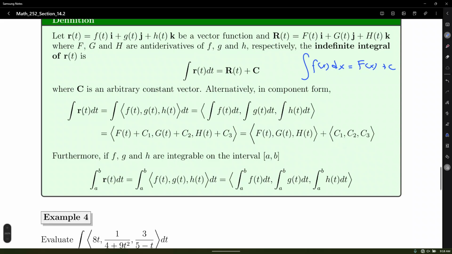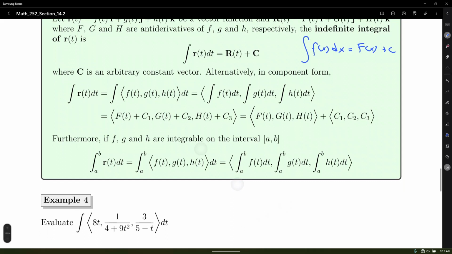So the integral of r of t, that is integrating f, g, h as a vector valued function. Integrate each: integral of f, integral of g, integral of h. That's going to be big F, big G, and big H. Notice the constants of integration here. They are C1, C2, and C3 to denote the constant for each of the components. So that's one of the ways to express this. Another way to express this is a single vector with the antiderivatives or the integrals and a separate vector for the constants of integration of each individual component.